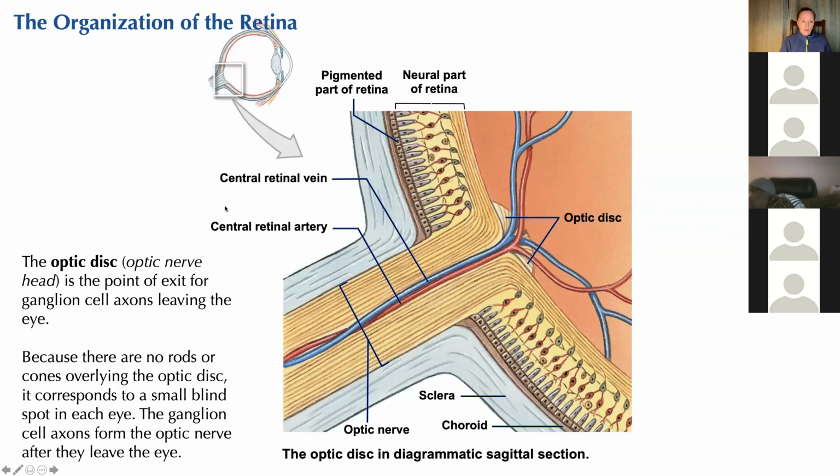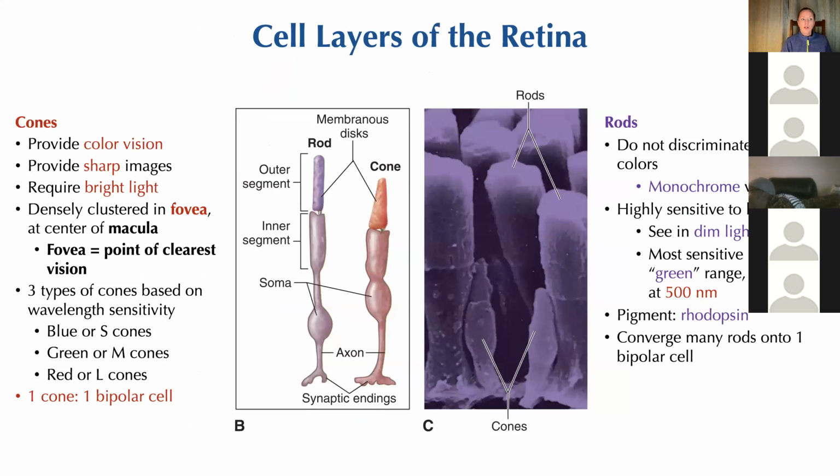So looking at these photoreceptors that we see here, let's look at them up close. We have our cones. Our cones are what are going to give us our color vision. Because they have a one-on-one relationship with the bipolar cells, they're going to give us the sharpest vision that we have.